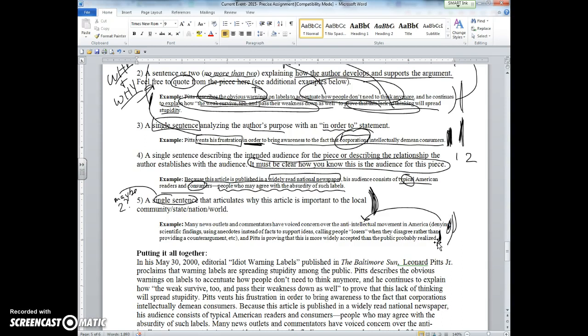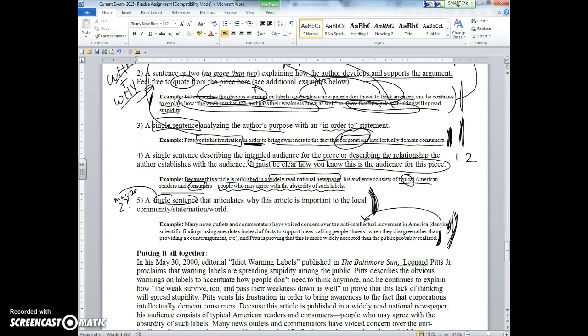We shouldn't idolize people that deny science. We should instead encourage and reward people that look to evidence to make decisions. And so Pitts is trying to warn us of this potential problem. And so this sentence does exactly that, tells us why it is important. What's going on here? Why should I care?